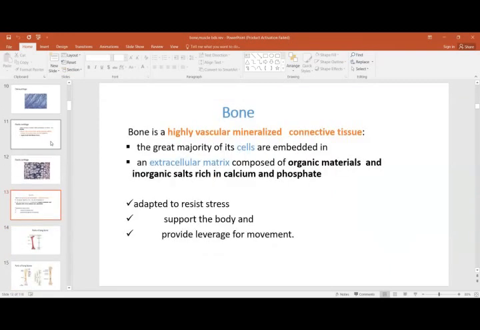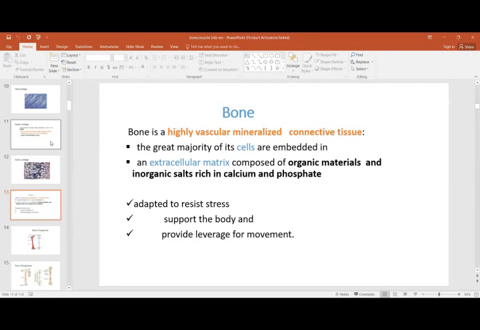Then is bone. What is bone? Bone is the highly vascularized, mineralized connective tissue because it has plenty of blood supply and it has plenty of minerals. That is why we describe it as highly vascularized and mineralized connective tissue. The majority of the cells, they are embedded in the extracellular matrix.